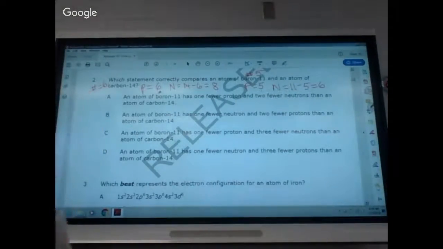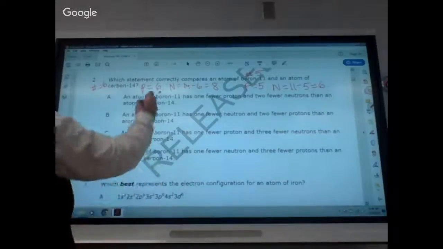Wait, hold on. You said that we had 5. Did you say that wrong? I may have. An atom of boron 11 has 1 fewer proton and 2 fewer neutrons than carbon 14. Boron 11 has 6 neutrons, right? Yeah. And carbon 14 has 8.